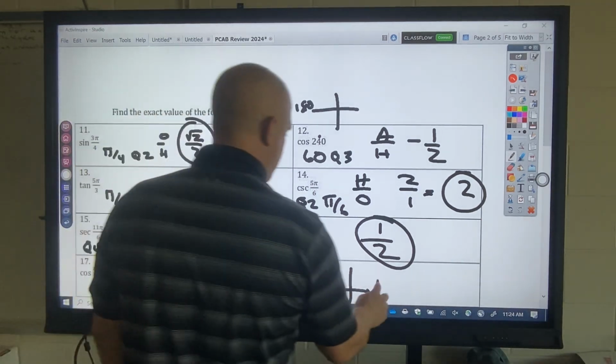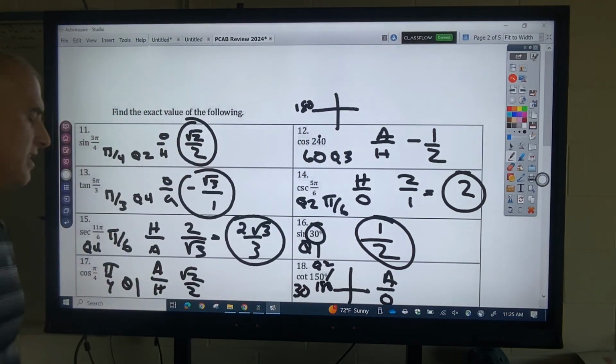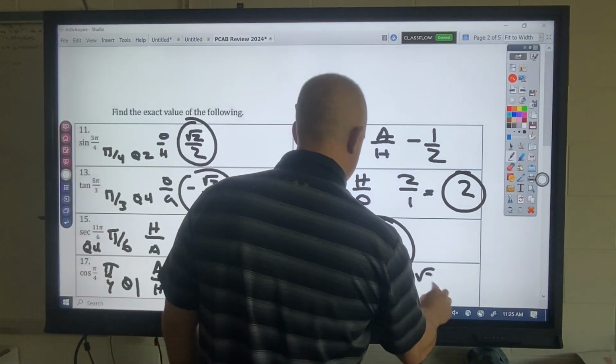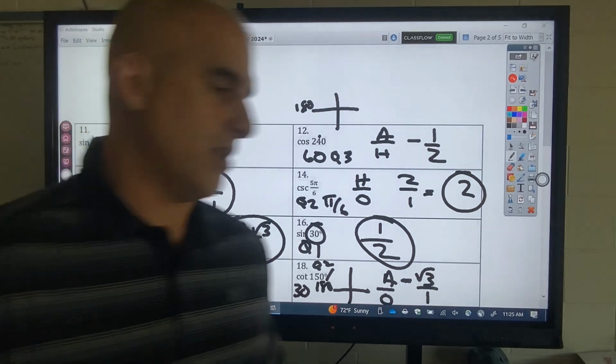Okay. Cotangent is A over O. In the 30-degree triangle, the A amount is square root of 3, the O amount is 1, and that's going to be negative because that's going to be in quadrant 2.